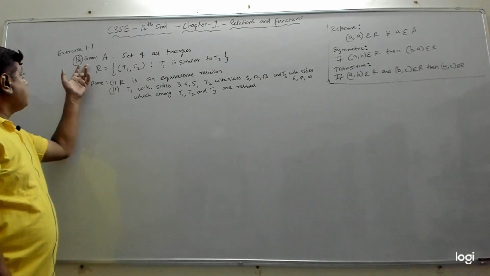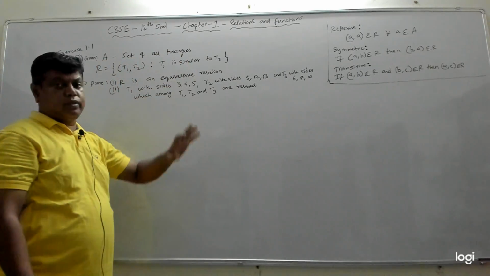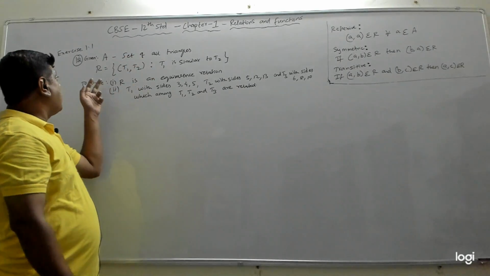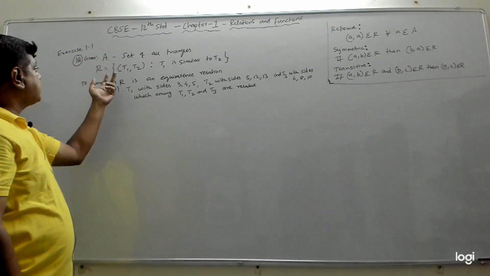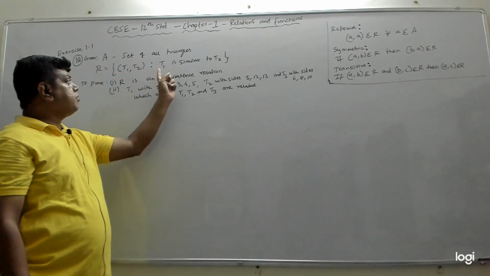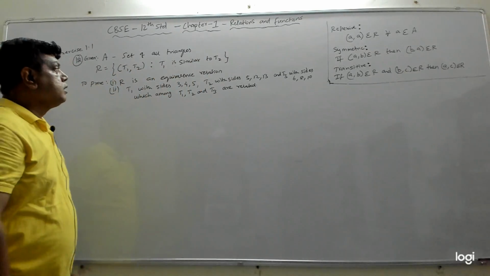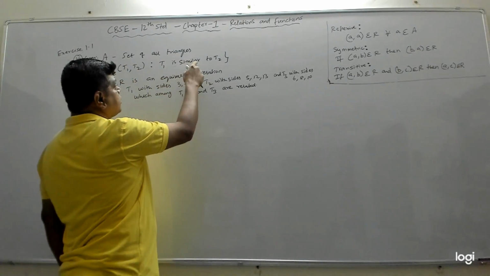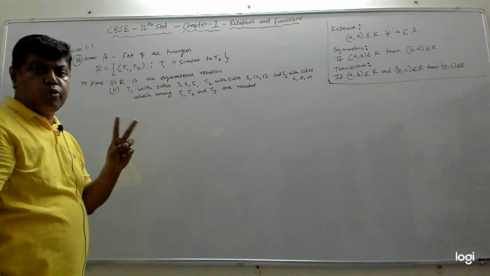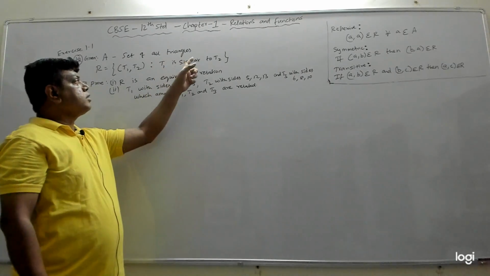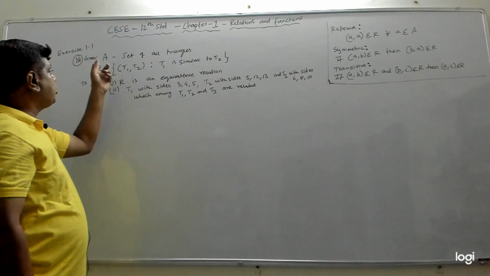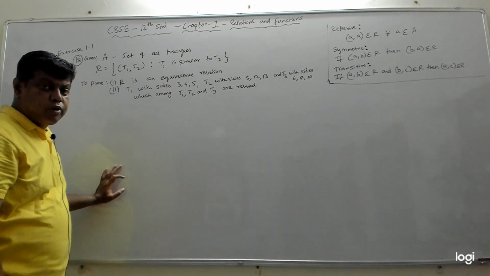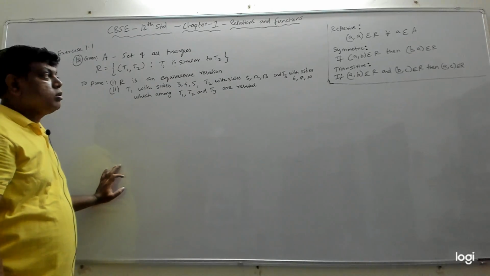So, what is given is A is the set of all triangles, and the relation R, which is defined on A, is: two triangles are related if T1 is similar to T2. Whenever two triangles are similar, we say T1 is similar to T2, then we will say (T1, T2) belongs to R, which means T1 is related to T2.